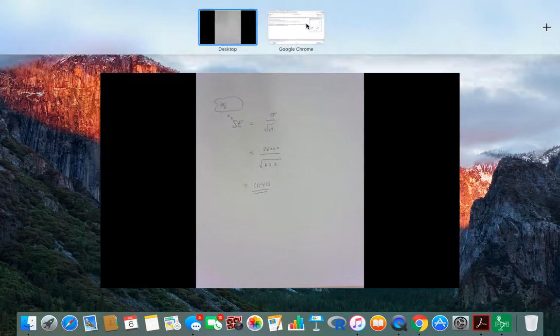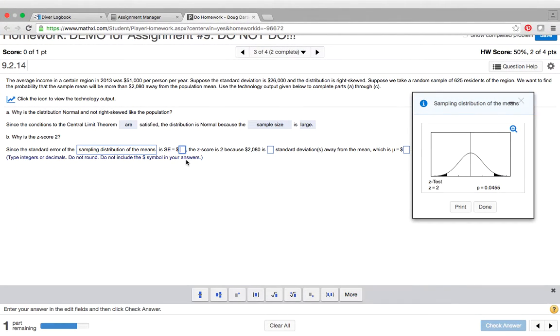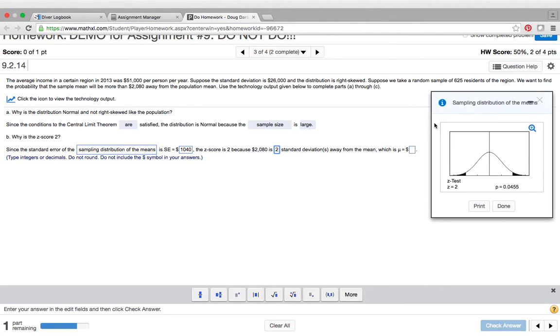Now, what's going on with the question here? The standard error is 1,040. I don't think we need to put in the dollar sign. Well, yeah, it's out front. So the z-score is 2 because 2080 is double, 2 standard deviations away from the mean, which is mu, the mean of the population, which is 51,000.